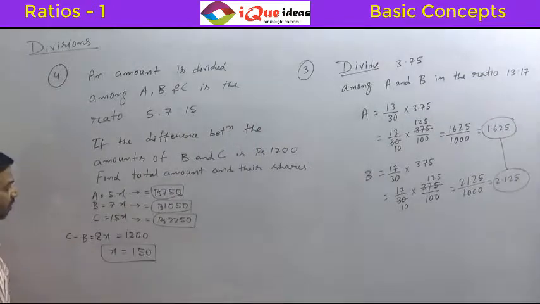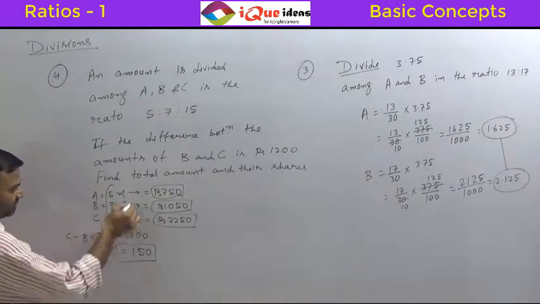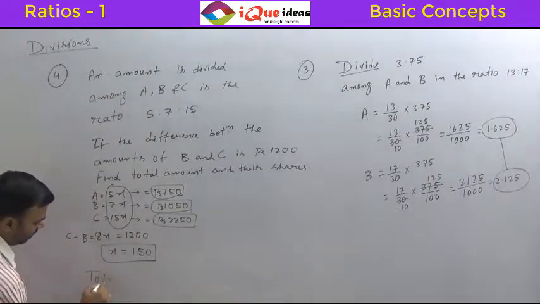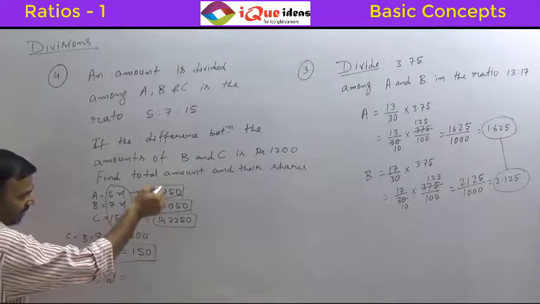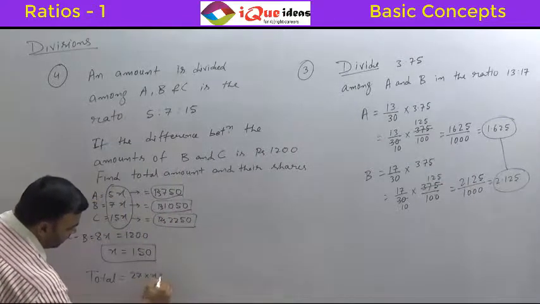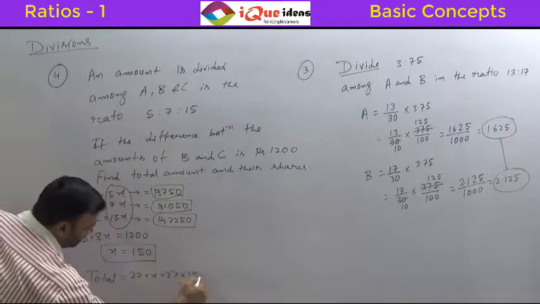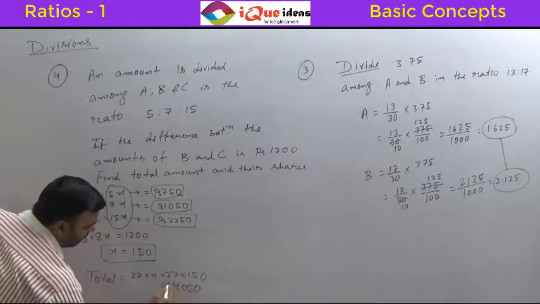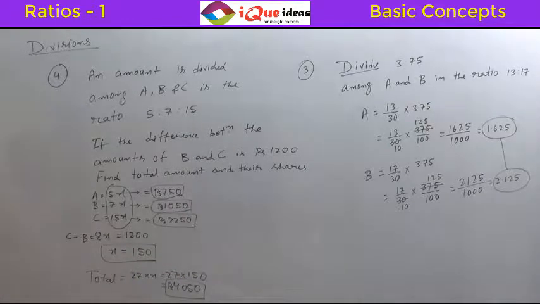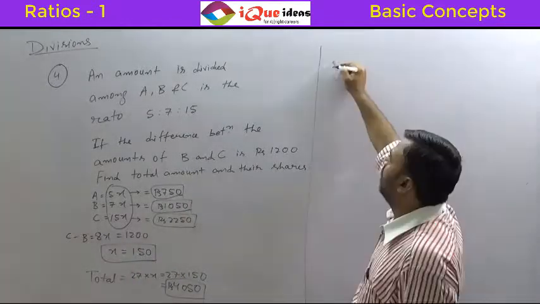If you want to find the total amount directly, add all of these. Now this will become 5 and 7, 12 and 15, 27. So the total amount can be equal to either by adding all these three or adding all these three. So 27x, that is 27 into 150, which is equal to 4050. If you add these three, you should get the same answer. So rupees 4050 is the total amount.